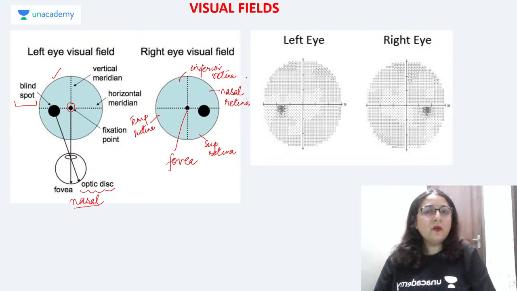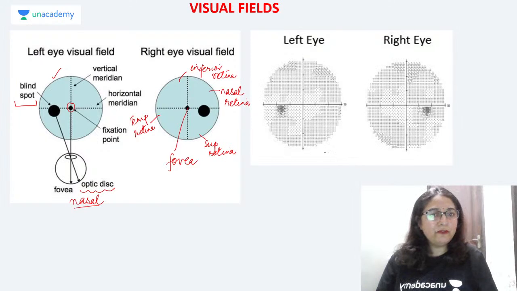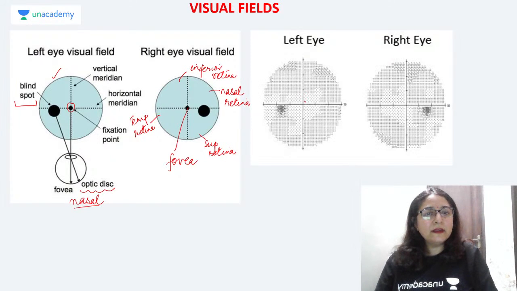So when we are doing perimetry, we get this kind of field. This is representing a normal visual field. Here this central point is your fovea. This is the blind spot of the left eye. This is the blind spot of the right eye.